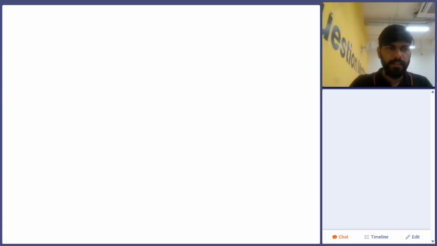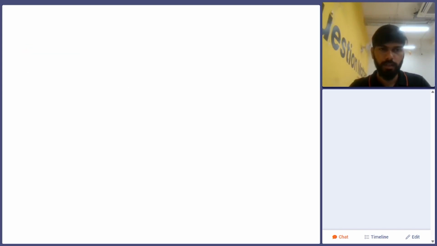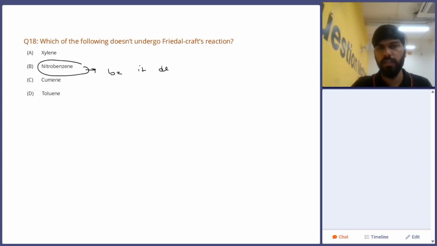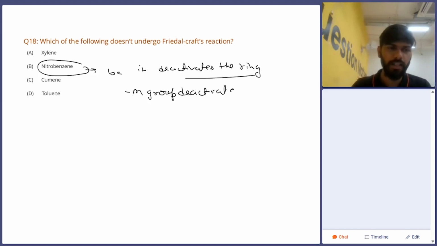Next question. When an aldehyde is heated with Fehling's solution, the reduced red precipitate Cu2O is going to form, because copper goes from +2 to +1. Next, which of the following does not undergo Friedel-Crafts reaction? Nitrobenzene, because it deactivates the ring. When the ring is deactivated, the Friedel-Crafts reaction is not possible. Basically, minus M groups like CN deactivate the ring.